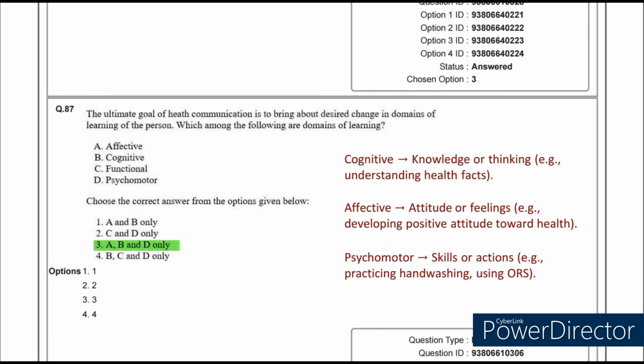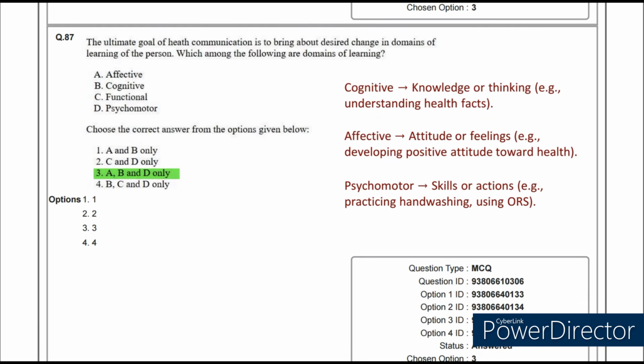And now coming to question number 87, they are asking about domains of learning. So there are 3 classic domains of learning according to Bloom's taxonomy. One is cognitive, next is affective and third is psychomotor. So in this case, functional domain is something wrong. So it is option C.